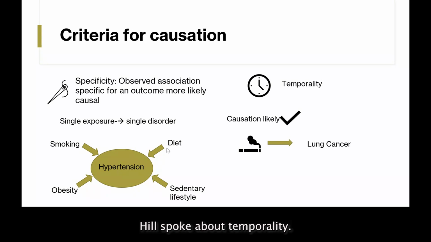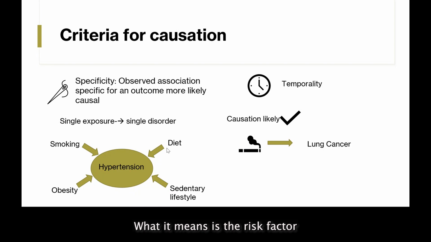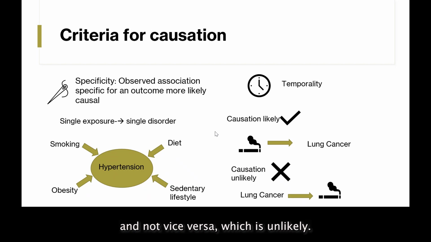Hill spoke about temporality. Now, this is a compulsory criteria for causation. What it means is the risk factor should always precede the outcome. In this case, smoking will precede lung cancer to be causal and not vice versa, which is unlikely.